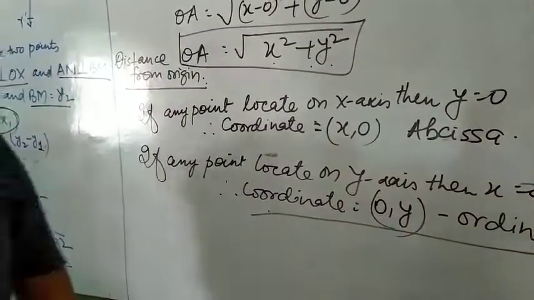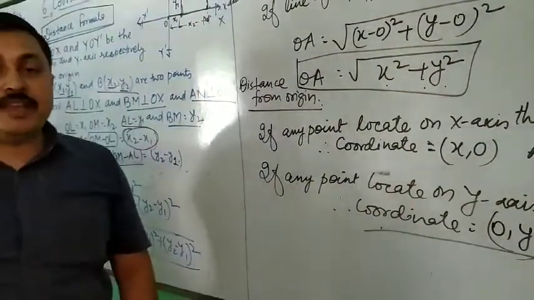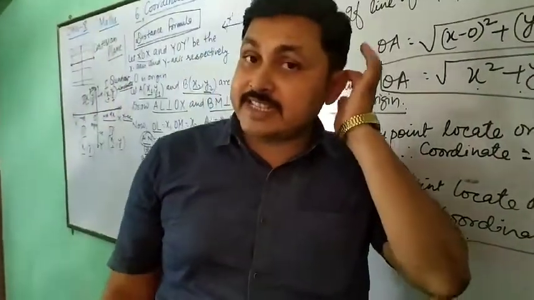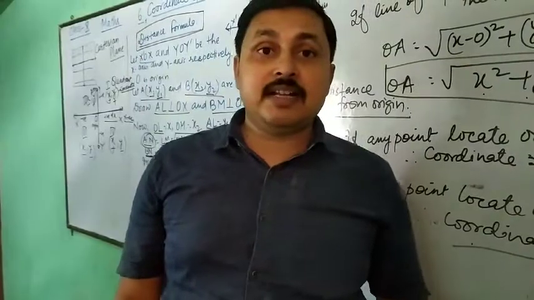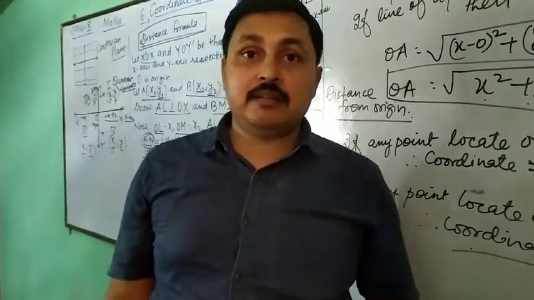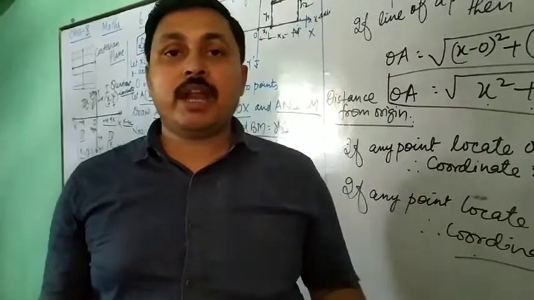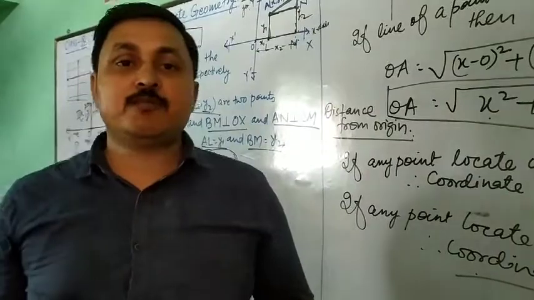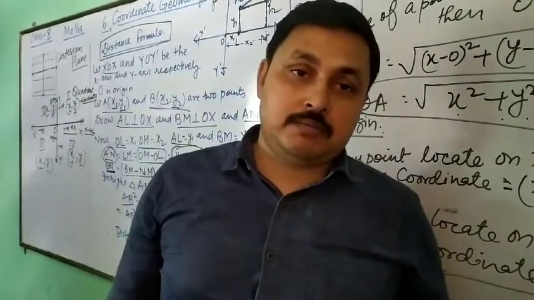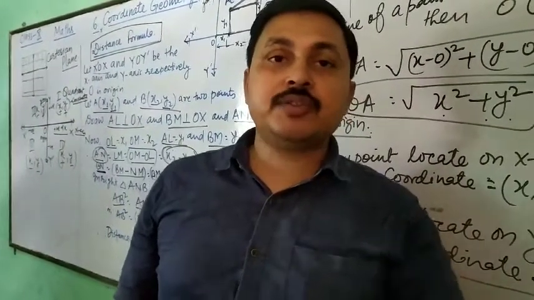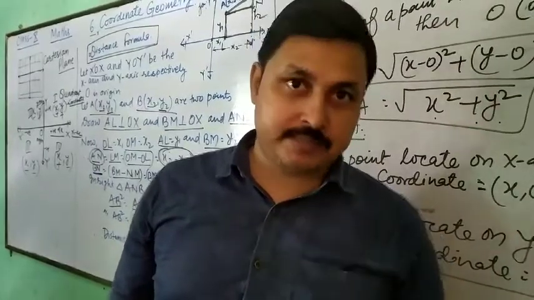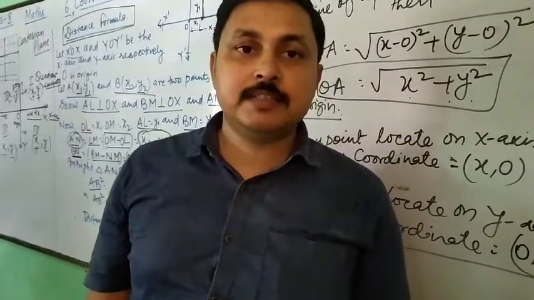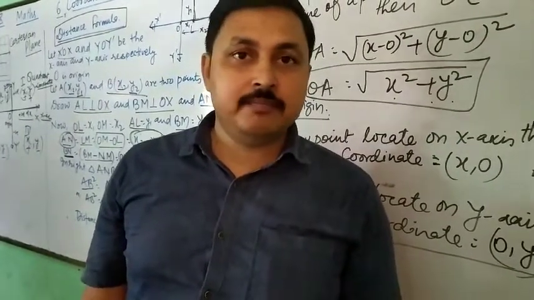And some more facts remain here, like the properties of equidistance in the rectangle. How can we find a parallelogram? How can we prove the points form a square? How can we prove these points form a rhombus, and also collinear points? So wait for a moment and see them.